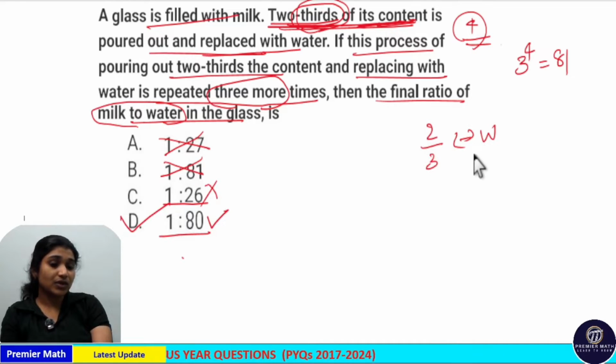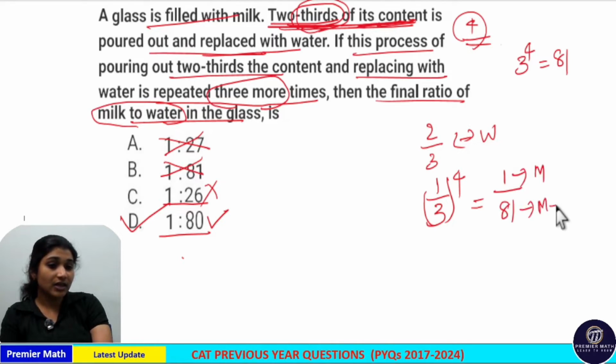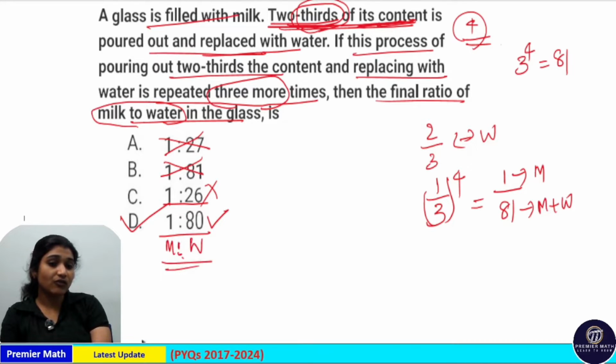That is, here two-thirds is replaced with water means remaining one-third is milk part. And here this replacement takes place 4 times. So 1 by 3, the whole raised to 4, means 1 by 81. So one part is the milk part out of this total 81 mixture. Mixture means milk plus water, which means water is 80 part and milk is 1 part. So milk to water ratio is 1:80. So this is the shortcut here.